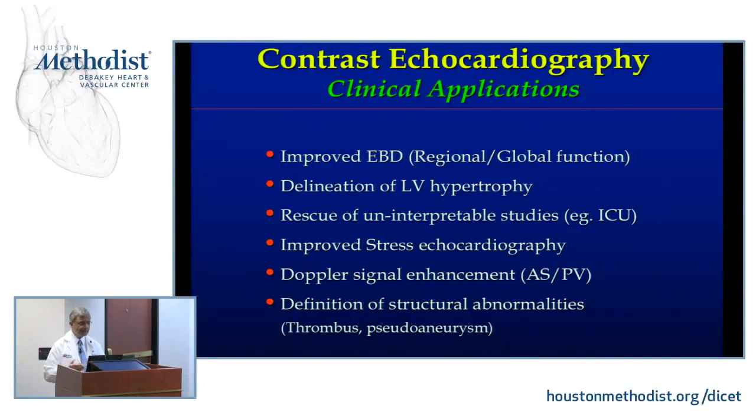And we'll go through some examples, some of the pros, some of the cons. Rescue of uninterpretable studies in the ICUs, definitely, and this is the major indication, really. Improved stress echocardiography, we use it not infrequently in our lab, and we validated that. Doppler signal enhancement of aortic stenosis, pulmonary veins, rarely if ever, but definition of structural abnormalities, thrombus, I think it's used quite often for that, very appropriately so, and maybe some pseudoaneurysm, looking at where the flows come from.